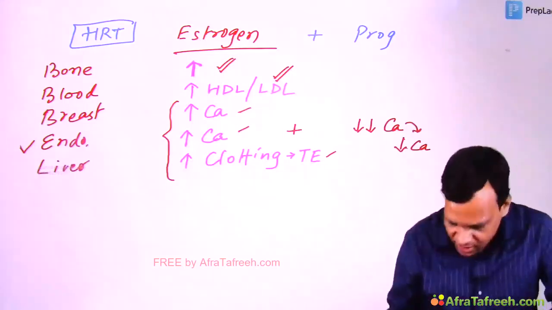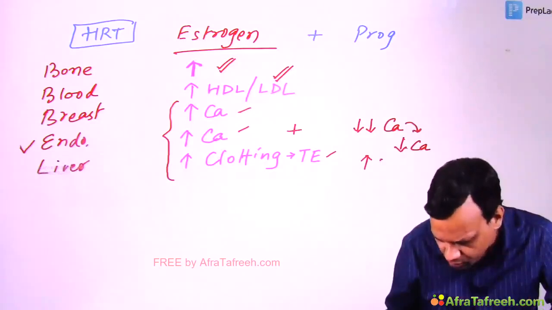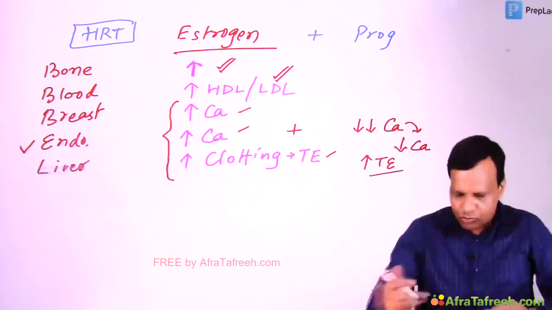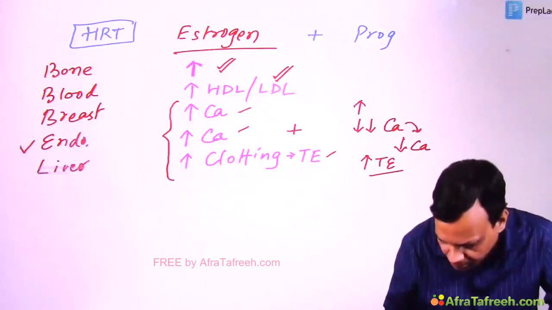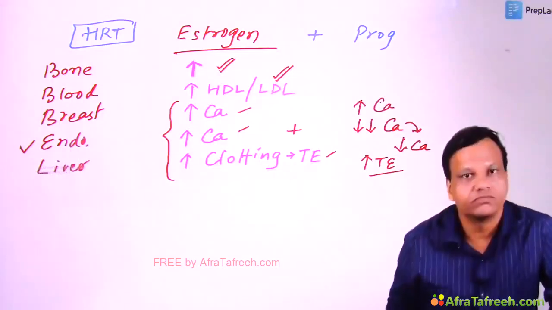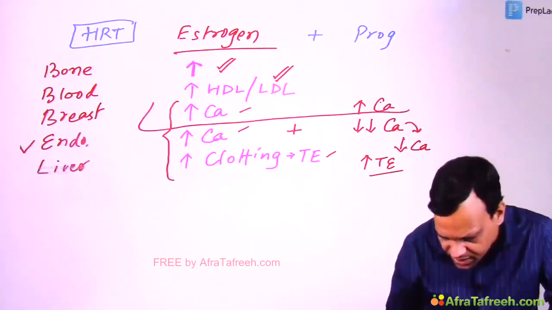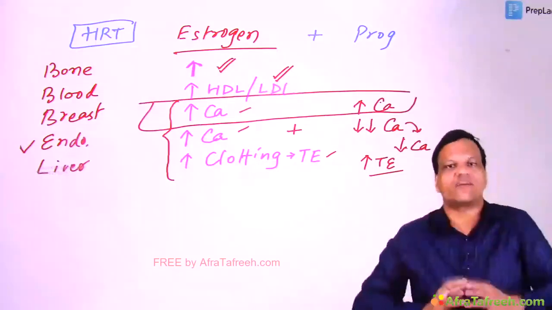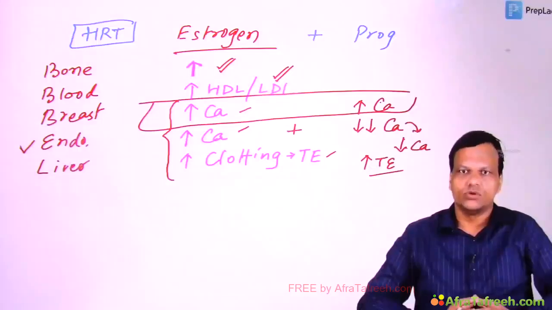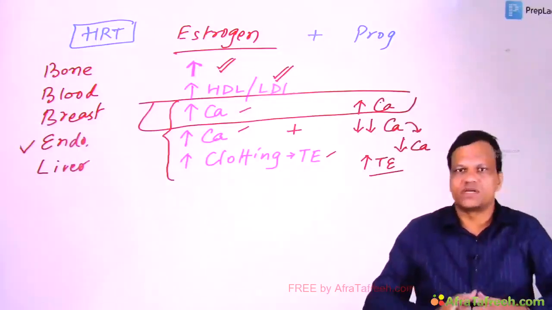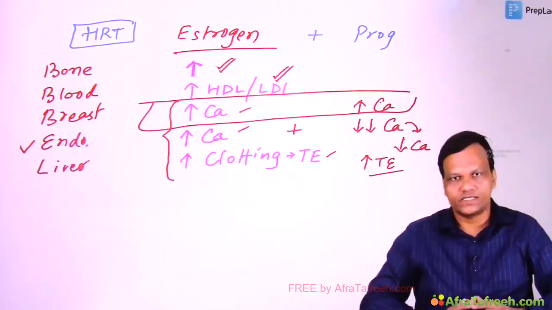But the problem was progesterone also increased the risk of thromboembolism a little bit. Progesterone increased the risk of breast cancer. That is the major problem. So increased risk of breast cancer is a significant side effect still. So we do not use hormone replacement therapy for osteoporosis nowadays.